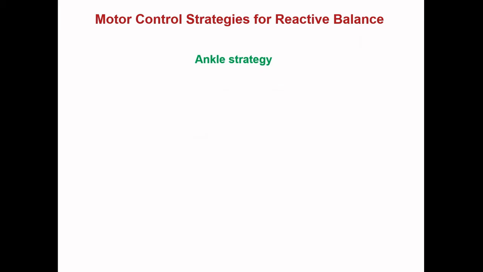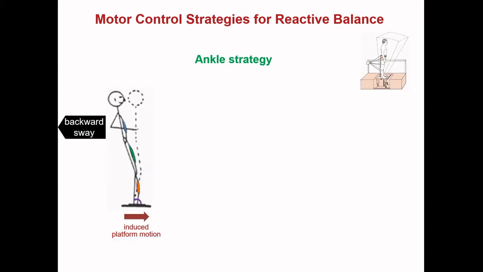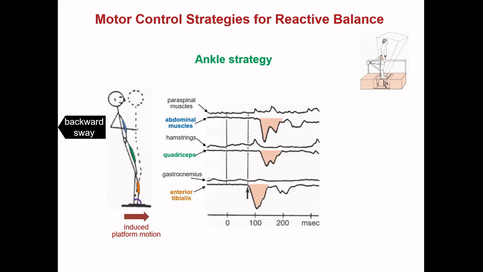We just looked at the response to a backwards platform shift. Let's now look at the response we observe following a forwards platform shift. This shift pulled the feet forwards and pitched the body backwards. This results in backward sway of the body. Here we see the muscles that are recruited to counteract this particular perturbation to balance. In the EMG time series, we see clear recruitment of the abdominal muscles, the quadriceps, and the anterior tibialis.